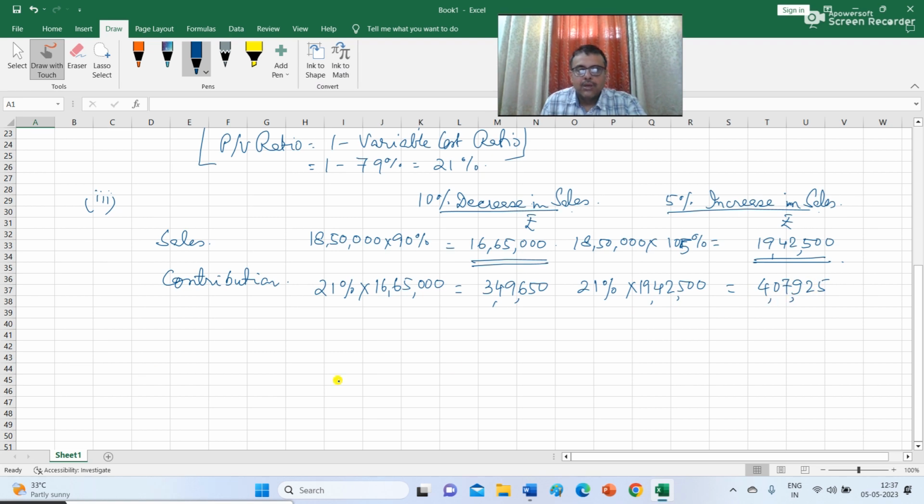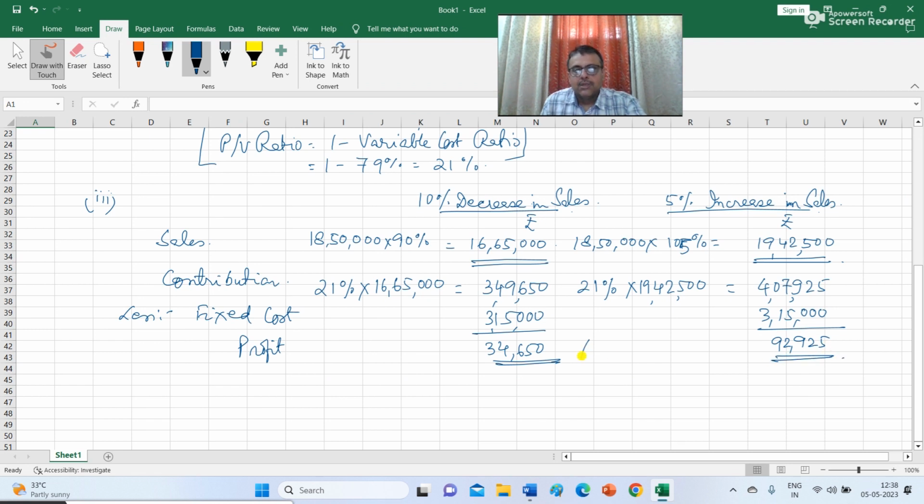Now from contribution, you are supposed to reduce the amount of fixed cost. So fixed cost remains the same, which is 3,15,000 in both the scenarios, and the amount of profit, which is the balancing figure, will be 34,650 and 92,925. So this is answer to question part 3.